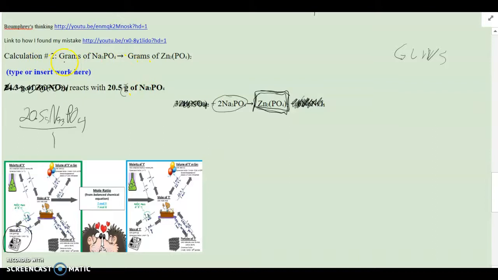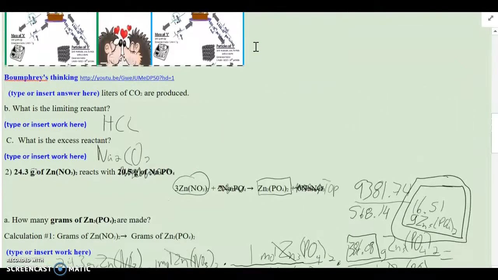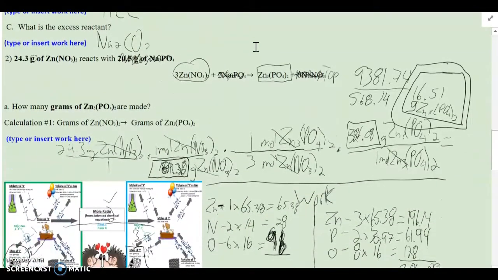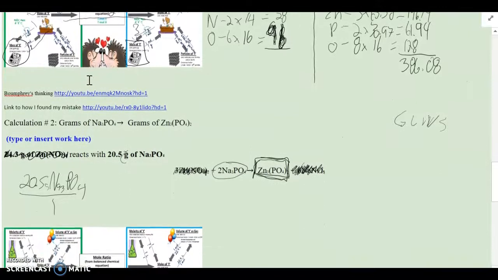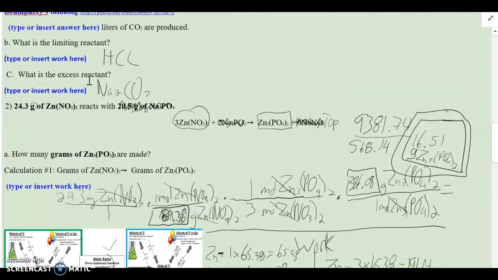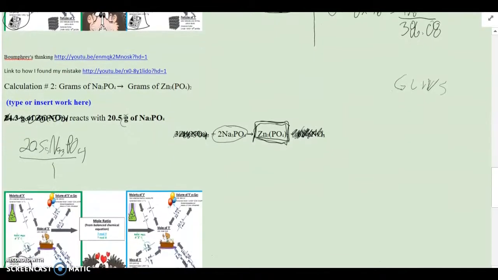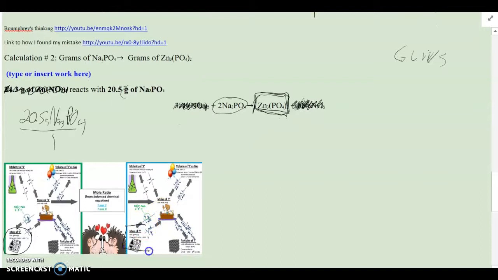Where am I trying to end? Let's see, my original formula said... sorry, I'm going to have to scroll back up to get the original question. How many grams of Zn3PO4 are made? So it's asking for grams. Sorry about that, it is from the original question. That's where I'm getting it from, right there. So I'm looking for grams. Grams is a unit of mass. This is where I'm ending.